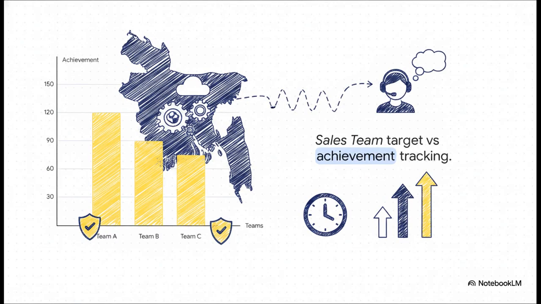And you can keep a real-time pulse on your sales teams too. You can look and see exactly what Team A, Team B, and Team C have achieved today, this week, or year to date, mapped directly against their specific targets. It builds incredible accountability and lets management make fast, data-driven decisions on the fly.